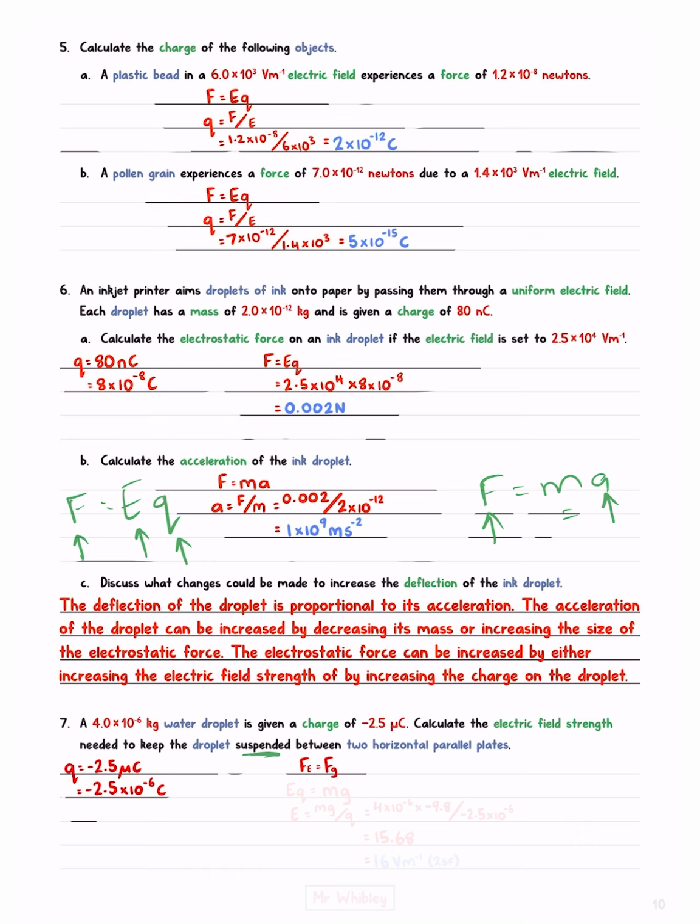We know that the electric force is EQ and that gravity is mg. We can solve this for our electric field strength by dividing both sides by q. And now putting in our mass, the acceleration due to gravity, and our q, we get 15.68, or 16 volts per meter to two significant figures.